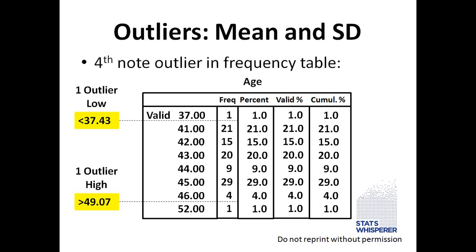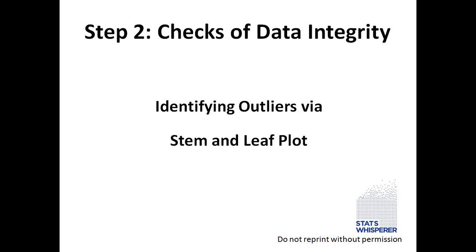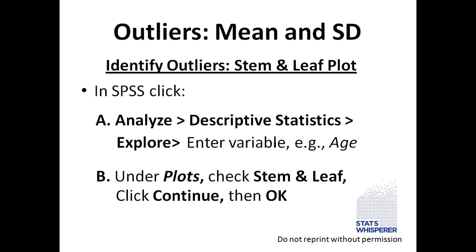So we want to remove them and then retest for the normal distribution. But before we do that, we want to also just identify the outliers via the stem and leaf plot, because it's going to tell us that the same people are outliers, so we don't need to test that twice. So the stem and leaf plot in SPSS, right? So we go back into Analyze, Descriptive Statistics, Explore. We put in age, and then under Plots, we're going to click Stem and Leaf, and then Continue and OK.